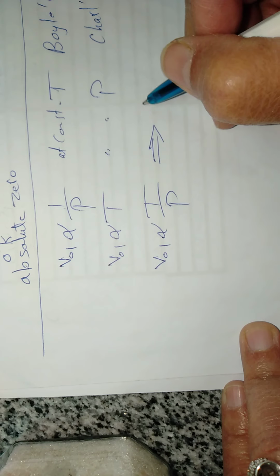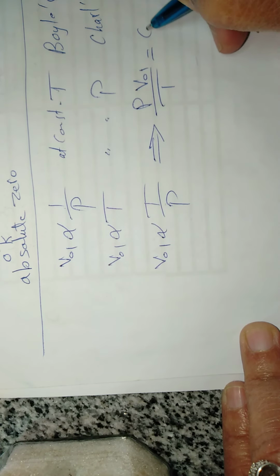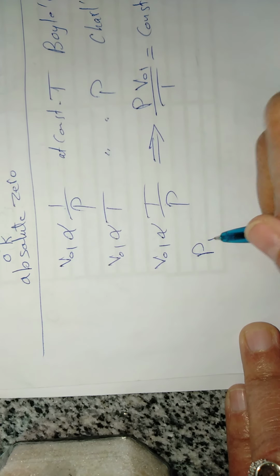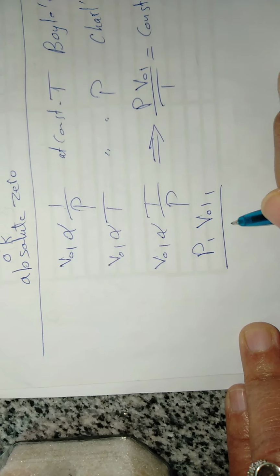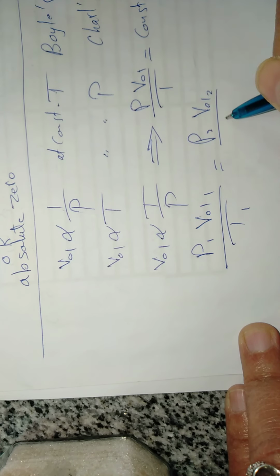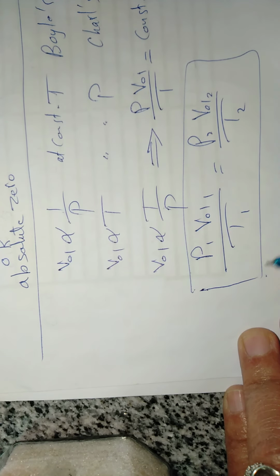Therefore, pressure times volume over T equals a constant value. Okay, therefore P1 V1 over T1 equals P2 V2 over T2. Okay, this is the general gas law.